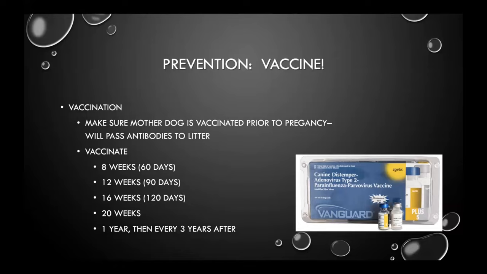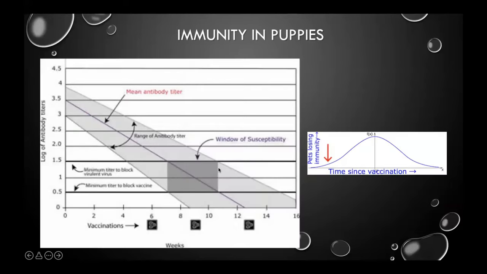And then generally, if mother's immunity will hold, you don't have to vaccinate the puppies until they're 8 weeks. So at 60 days, 90 days, and then 120 days, and then at 20 weeks, that generally is our vaccine schedule. We see them at 8, 12, 16, 20 weeks, and then at a year. And then the vaccine's pretty much good for 3 years after that. So then every 3 years, to make sure that they are continually vaccinated.